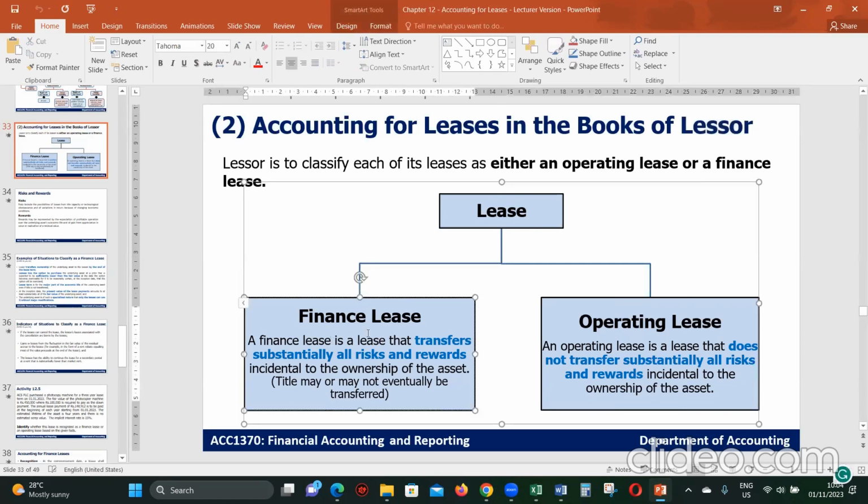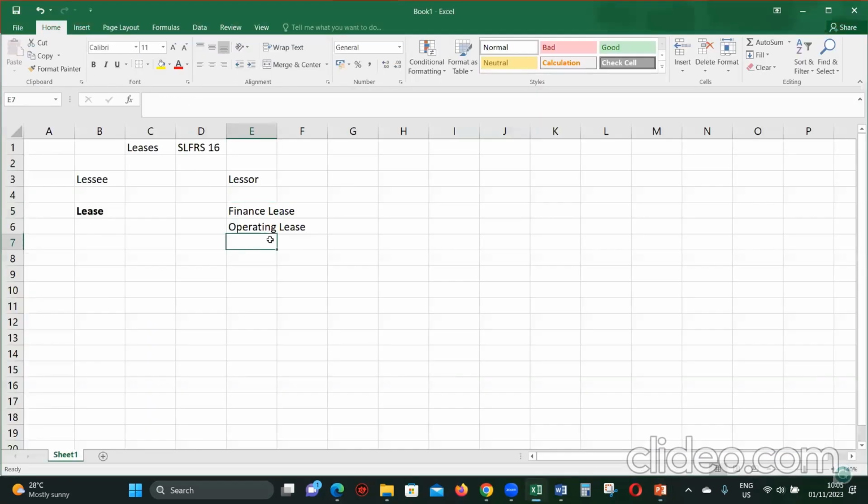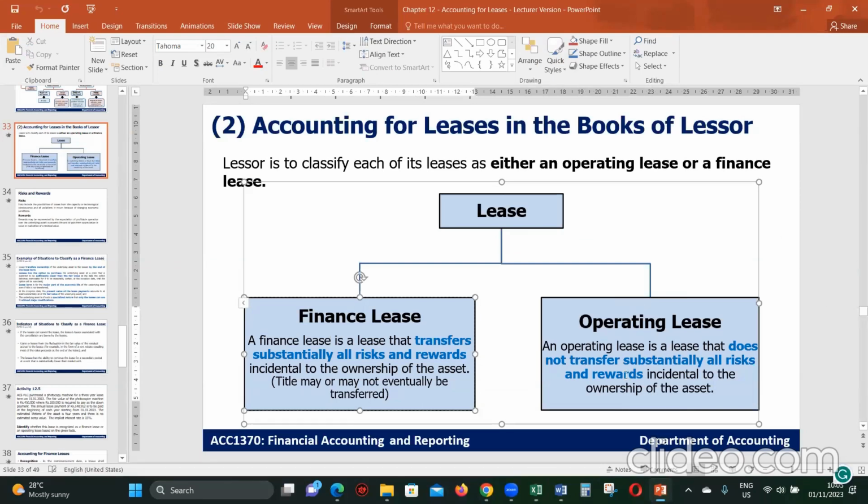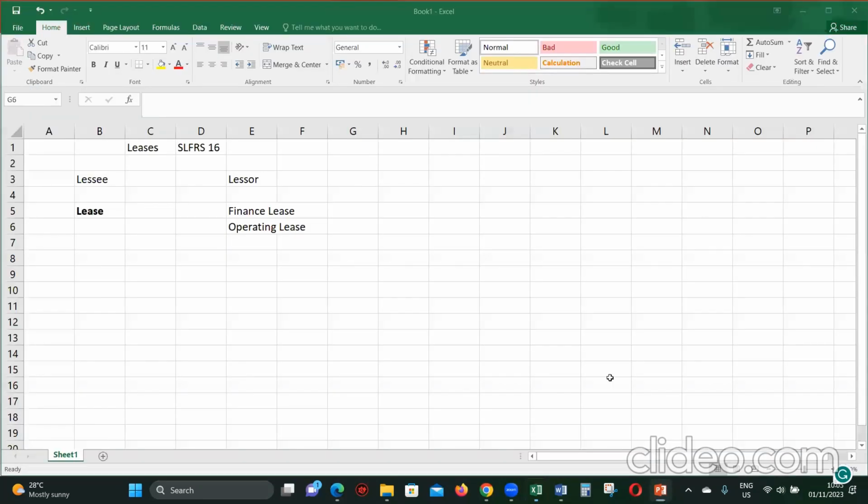So finance lease means what? A lease that transfers substantially all risks and rewards incidental to the ownership of the asset. In a finance lease, the lessor will transfer all risks and rewards to the lessee with regards to the underlying asset, right? You will understand these things later, and I think you already know these because you have discussed them in the lecture. But an operating lease does not transfer substantially all risks and rewards. In this operating lease, the lessor does not transfer all risks and rewards to the lessee. The lessor is keeping the substantial risks and rewards, not transferring them, but in a finance lease, risks and rewards will be transferred to the lessee.